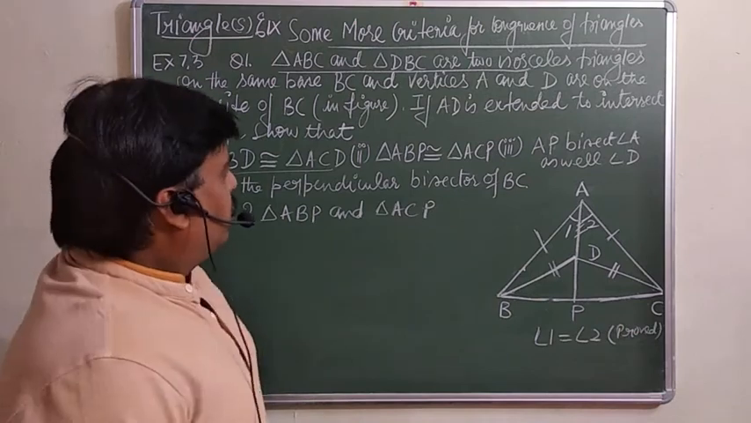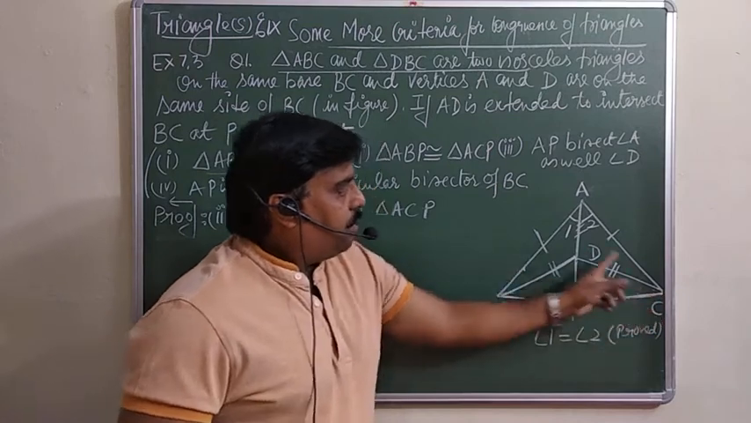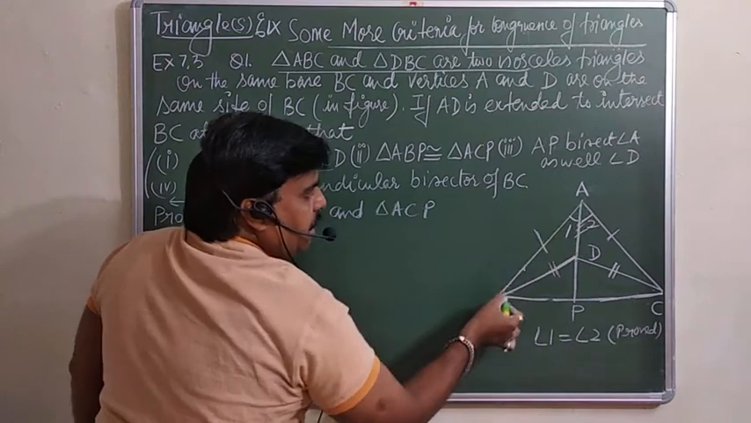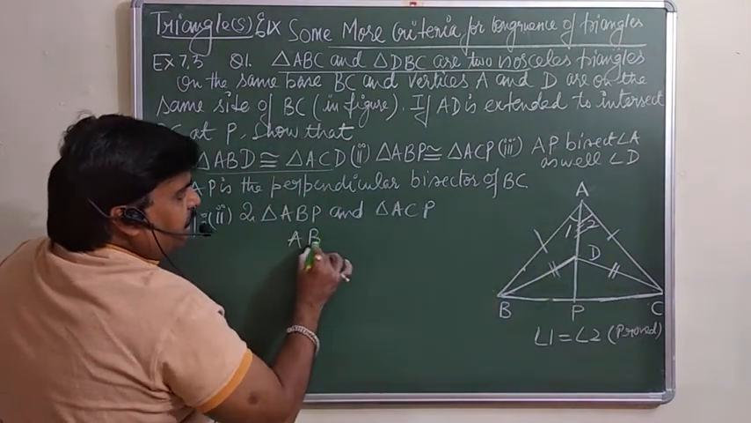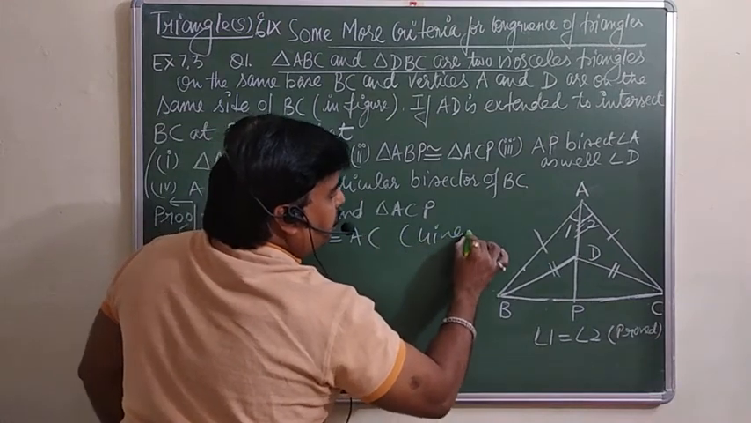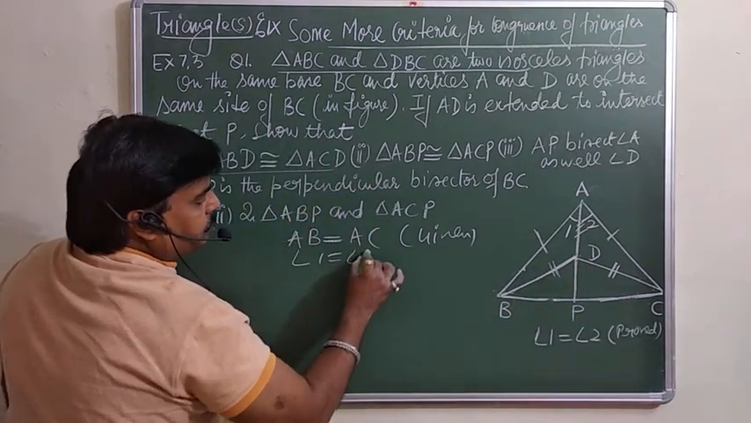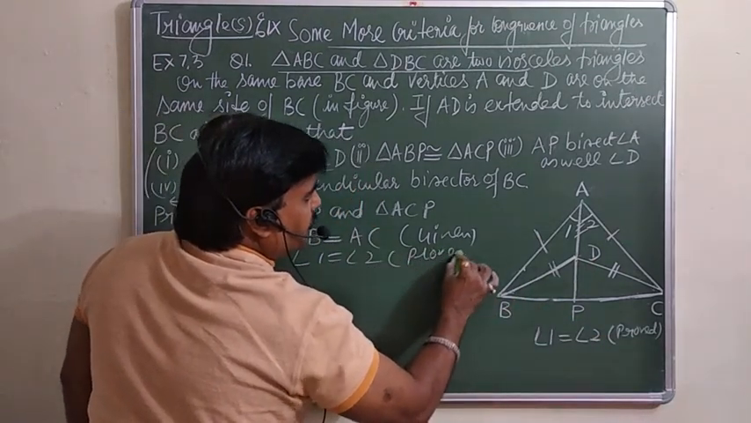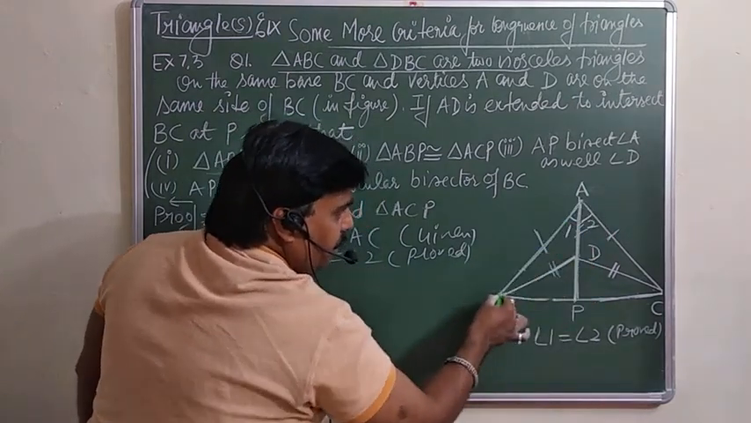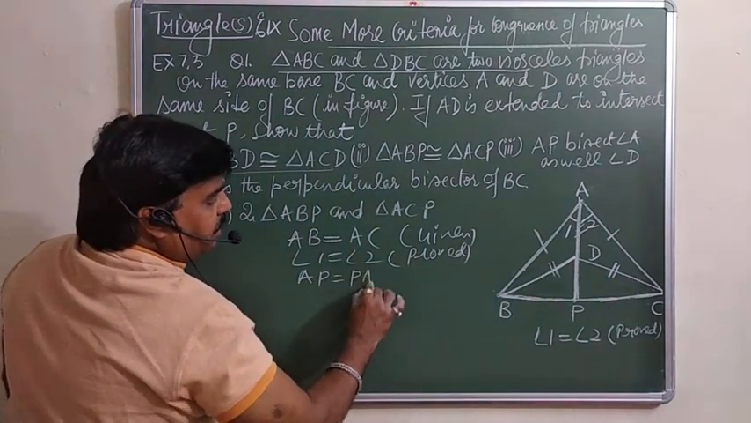Okay. Now the second part: we will take triangle ABP and triangle ACP. We want to make these two triangles congruent. So look here now. In triangle ABP, AB is equal to AC. This is already given. Angle 1 is equal to angle 2 is already proved. And this side is common. AP is the common side in this triangle as well as this one, so AP is equal to PA.